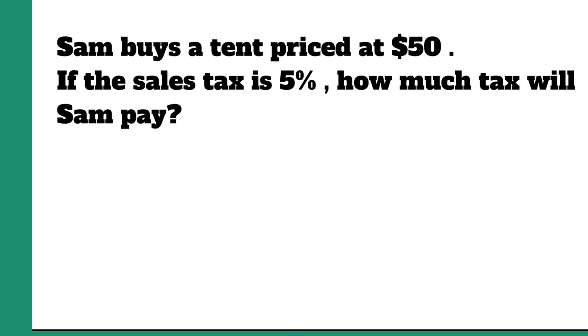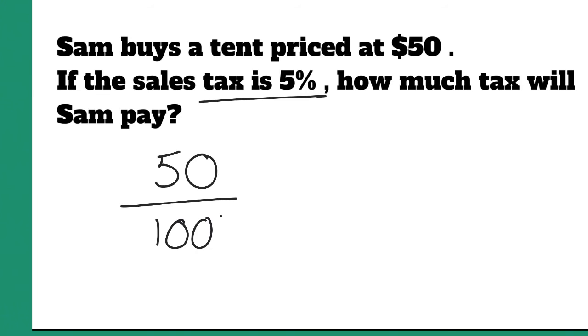So this problem was actually the exact same problem, just a different number than what was on your check-in on Wednesday. Sam buys a tent priced at $50. If the sales tax is 5%, how much tax will Sam pay? A lot of you are still doing 50 divided by 5. That is not how we do these problems. You set up your ratio. $50 is 100% of the cost. You have to find 5%.